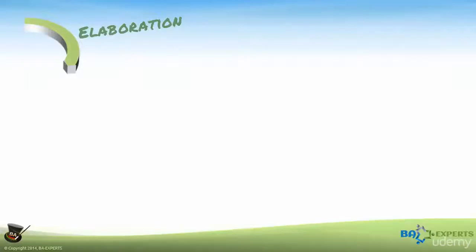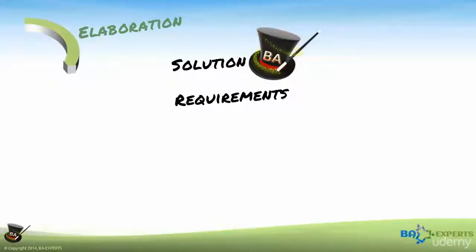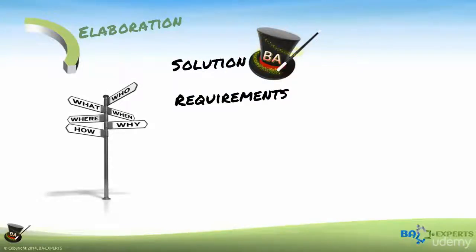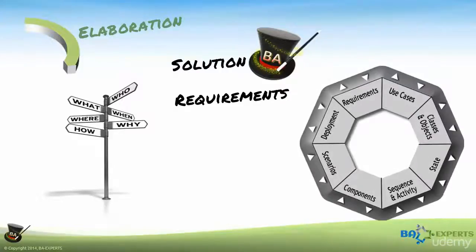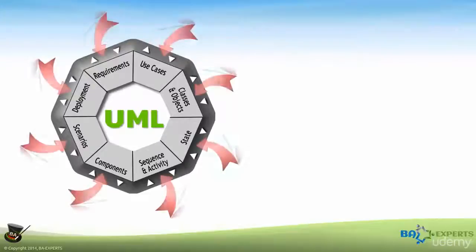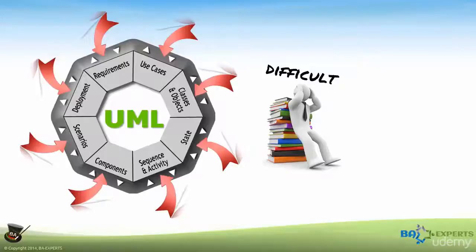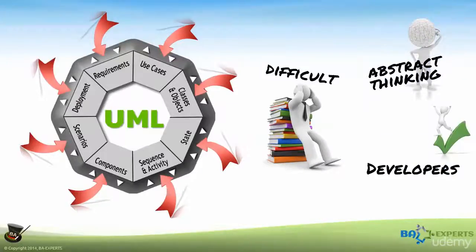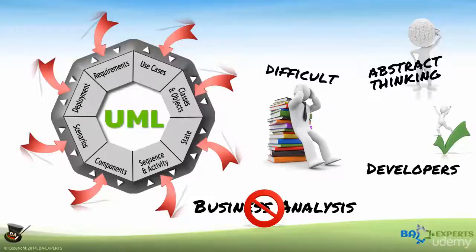In the elaboration phase, the BA defines solution requirements. One of the major techniques that has evolved to support object-oriented system development, and by association iterative methodologies, is the Unified Modeling Language, or UML. The UML is a very complex set of diagramming symbols, which makes it relatively difficult to learn and requires highly abstract thinking. It is being applied successfully by developers in the software development process on a regular basis, but due to its complexity, is seldom used in the business analysis arena.